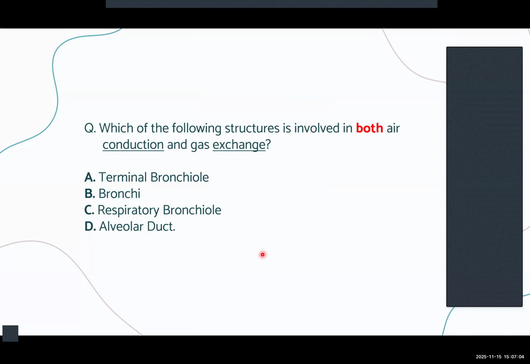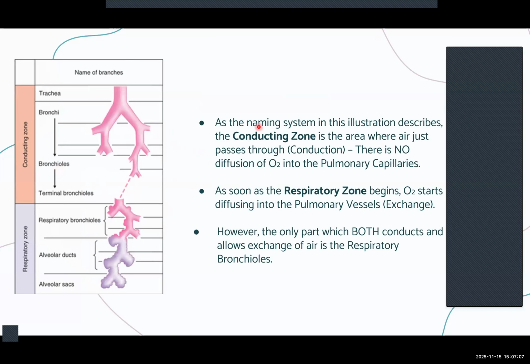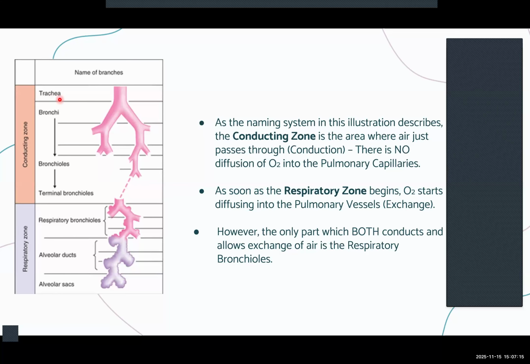I'll go through the explanation for this because I think this is very important to know. So you have branchings of your airway. You begin from your trachea and it divides into bronchi, which divide multiple times until they form bronchioles and terminal bronchioles. And this is what's known as the conducting zone. After the terminal bronchioles, you form the respiratory bronchioles, alveolar ducts, and alveolar sacs.